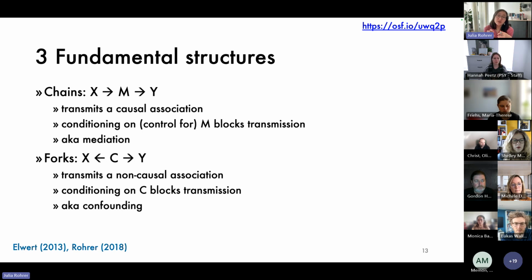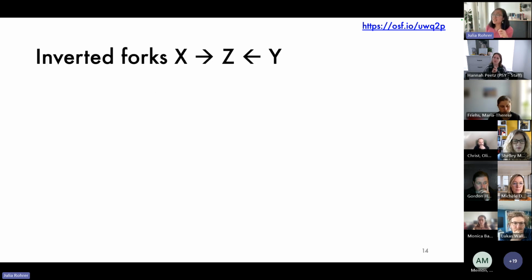And again, in this scenario, conditioning on the variable in the middle, here C, blocks the transmission. And that's the whole idea behind third variable control. We statistically control for variables, and that removes non-causal associations. So that is the second building block. And now maybe the least intuitive, or the least well-known, is the so-called inverted fork. So here we suddenly have two variables jointly affecting one. And this is kind of unintuitive.